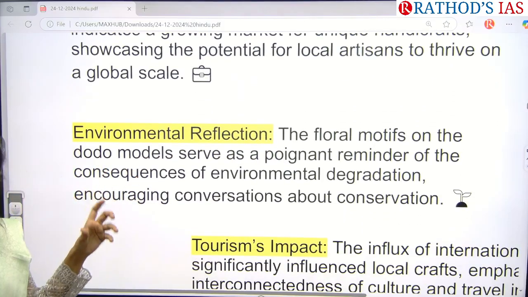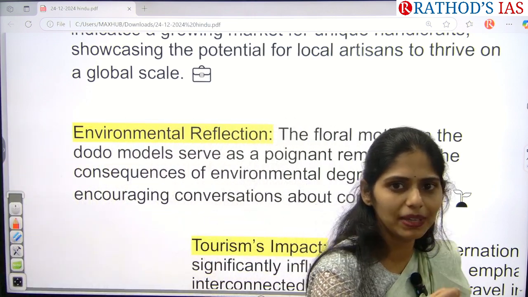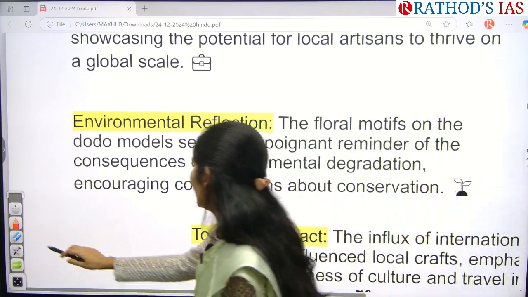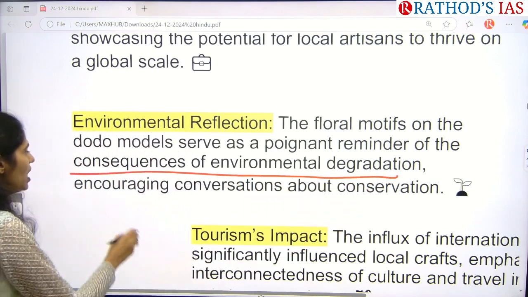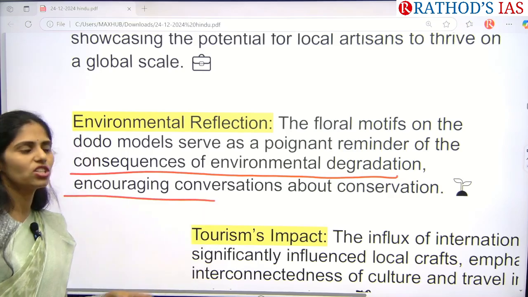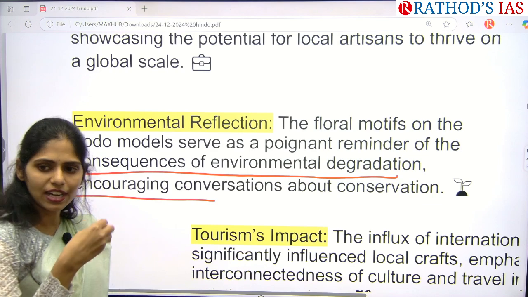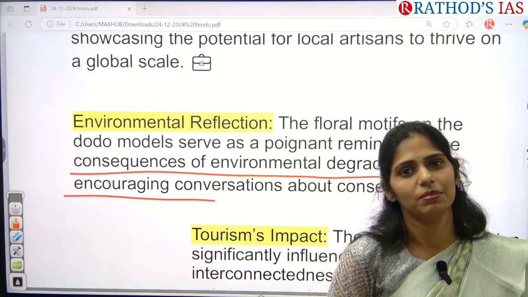Whatever I said, on this paper model they will be painting what are the methods that we can take for conservation. So here it mainly reminds us about the consequences of environmental degradation, and it will encourage conservation, about what steps we can take to prevent the extinction of animals.